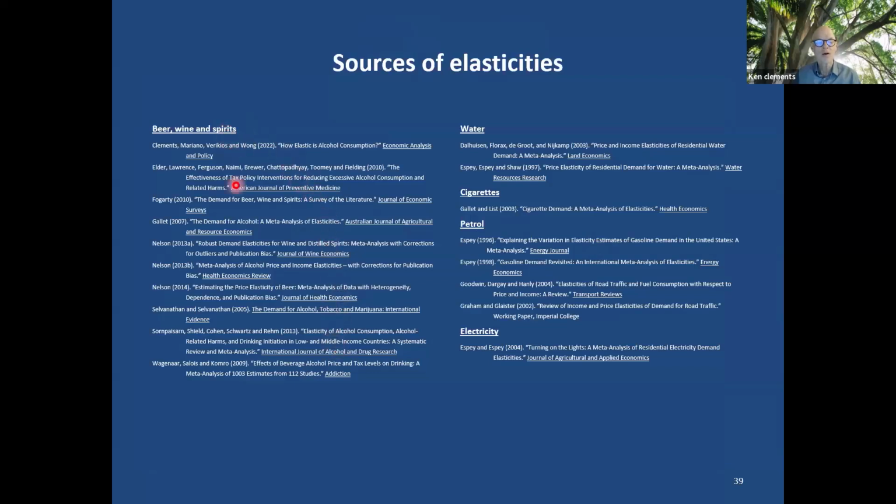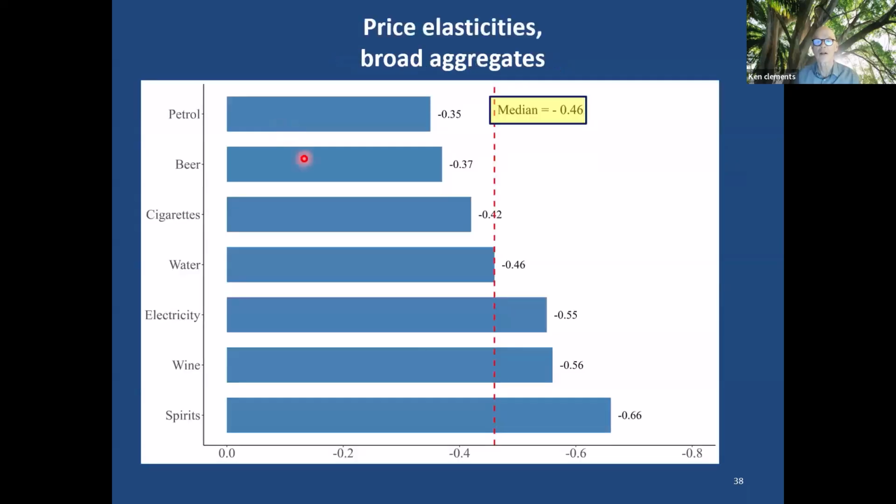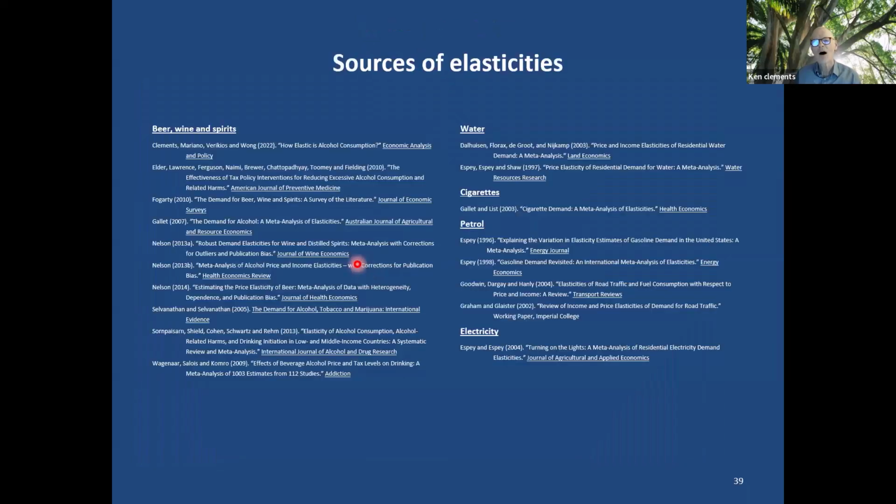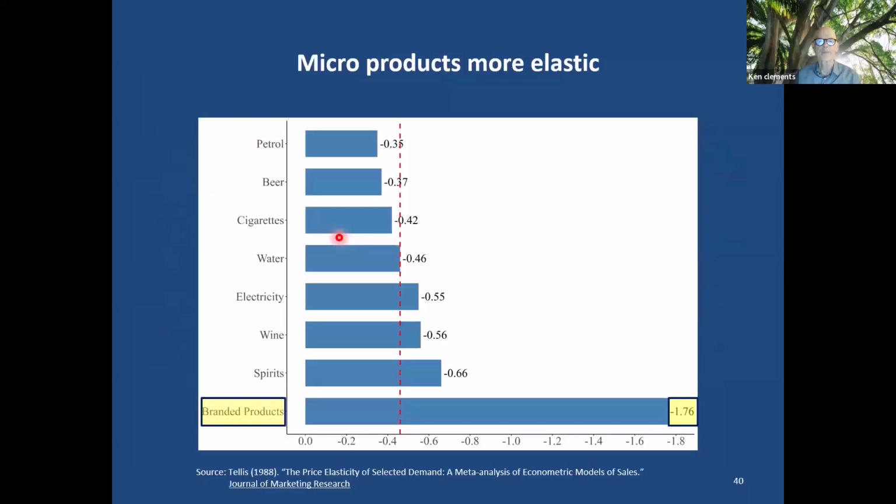There have been a number of such studies for beer, wine, and spirits. Now, the font size in this slide is deliberately small because I don't want you to read it. The takeaway that I want you to take from all of this is that there's a lot of individual elasticity estimates lying behind these numbers, and these numbers are means or medians from the meta-studies.